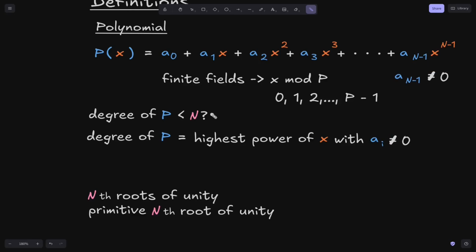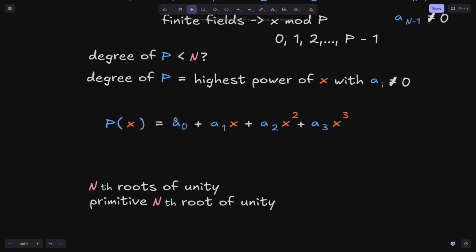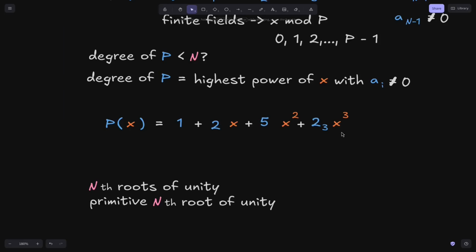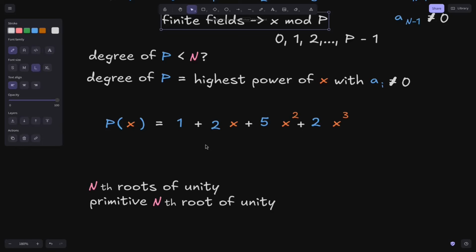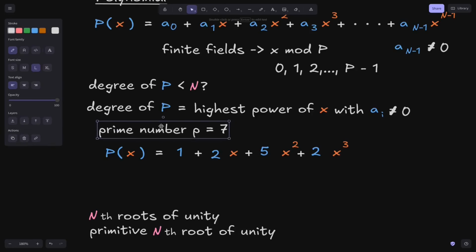Let me give you one example of a polynomial and the degree of a polynomial. So let's say that we have a polynomial p, and let's put in some concrete numbers here. Let's say for a0, we put in a 1. For a1, let's put in 2. For a2, let's put in a 5. And for a3, let's put in a 2 again. Okay, and the prime field that we're going to be working with, this x mod p part, let's say that the prime number p is equal to 7. 7 is a prime number.